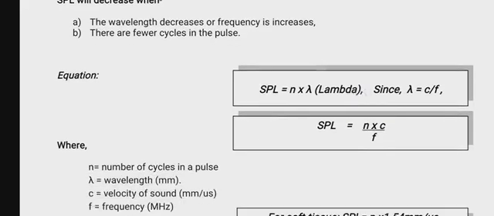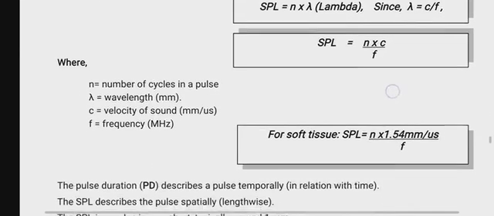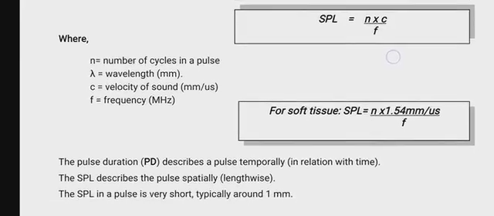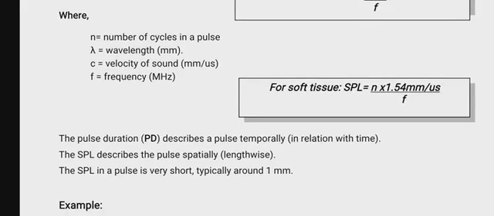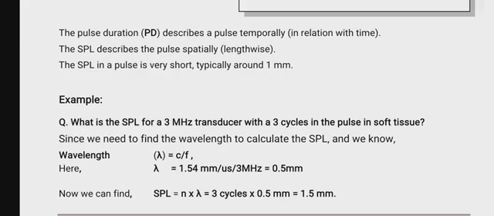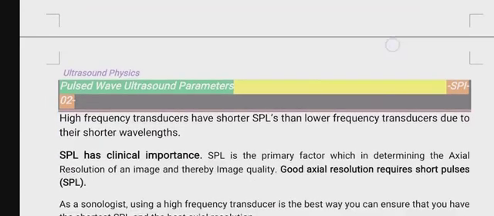So the equation for spatial pulse length will be number of cycles multiplied by the wavelength. Since we already know that wavelength is equal to speed of sound over frequency, we can apply that to say number of cycles times speed of sound over frequency. For soft tissue, we already know the constant value, which is 1.54 mm per microsecond. So it will be number of cycles times that value over frequency. When you do this exercise, you're able to calculate SPL. I think you should work it out.